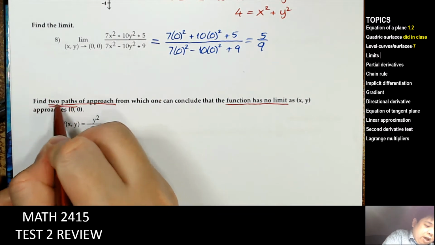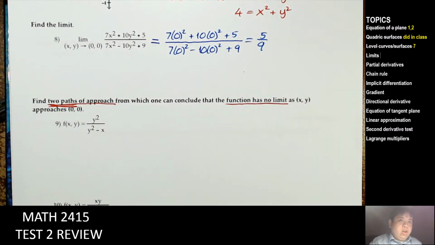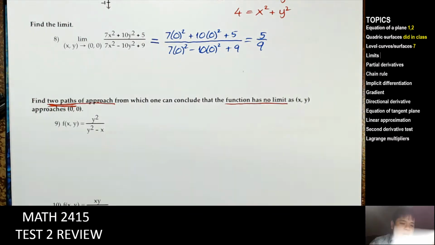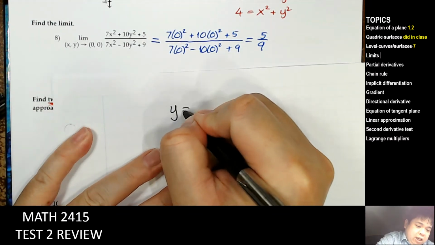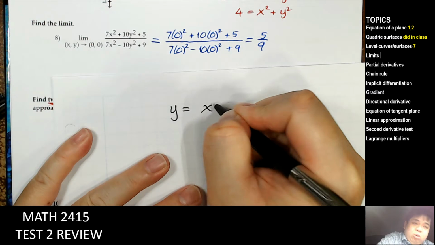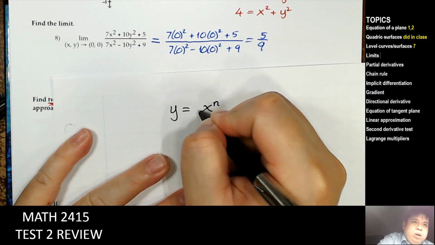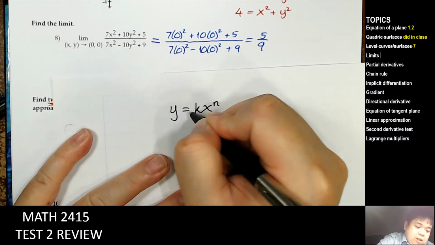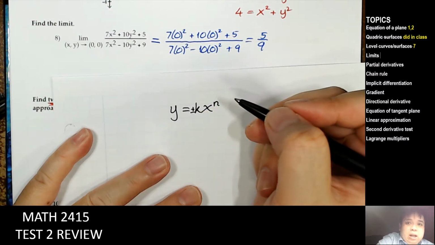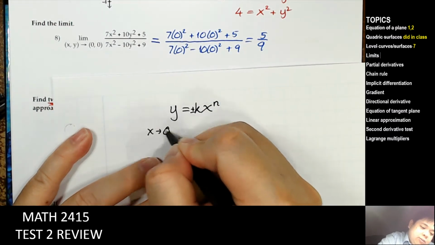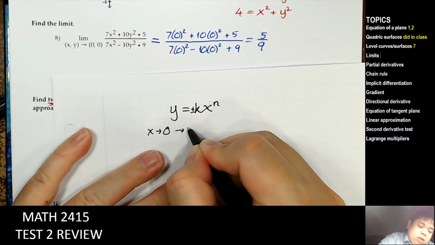So we have two different paths that show the function has no limit. So this should be simple. Usually we're going to choose x equal to 0, y equal to 0, y equal to x, y equal to negative x, or y equal to x squared, y equal to negative x squared. So pretty much we can choose y equal to x raised to any power. We can multiply by 2 or 3, it doesn't matter. Plus or minus. The point is when x goes to 0, then obviously y goes to 0.